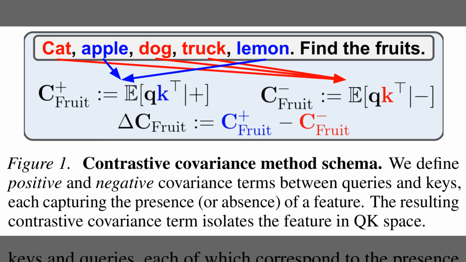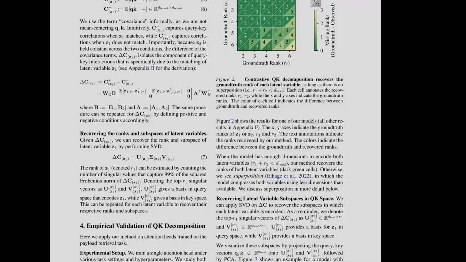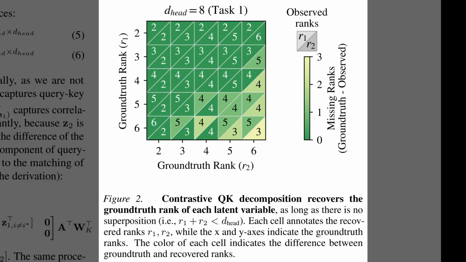To understand how this happens, the method defines two terms. The positive covariance, seen on the left, captures the interaction when the feature matches, such as the query connecting to apple. Conversely, the negative covariance on the right captures interactions with non-fruits like cat. By taking the difference, the method cancels out the shared background noise, isolating the specific subspace responsible for the fruit feature.